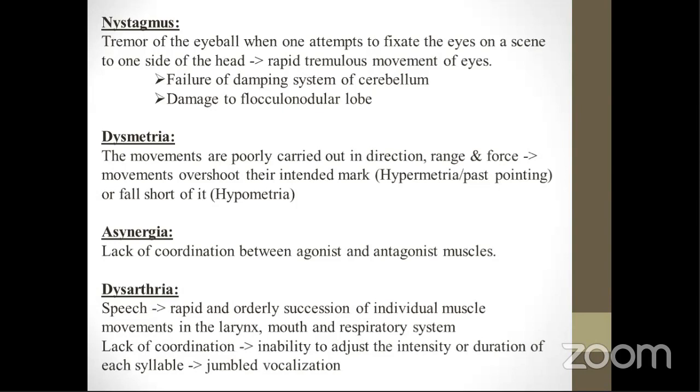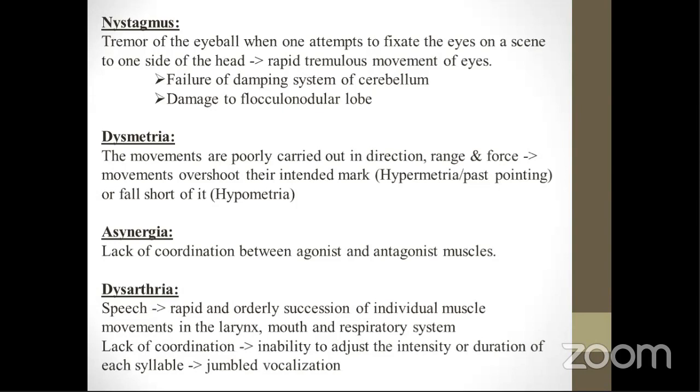Dysmetria: the movements are poorly carried out in direction, range, and force, and movements overshoot their intended mark. This is termed past pointing, or they may fall short, which is known as hypometria. Then you have asynergia. What is that? Lack of coordination between agonist muscles and antagonist muscles. So even if you are just lifting the hand, this simple movement will show a lack of coordination.